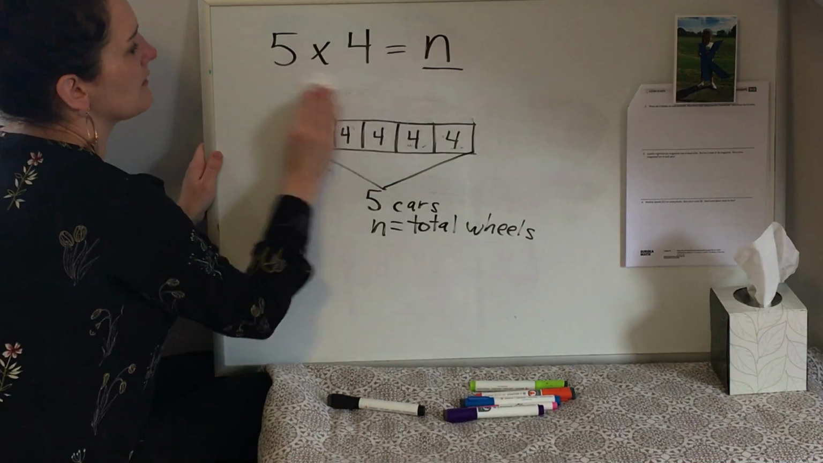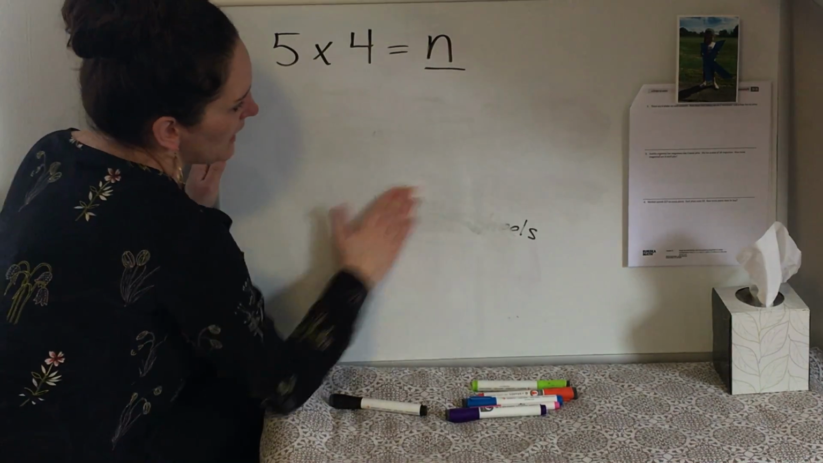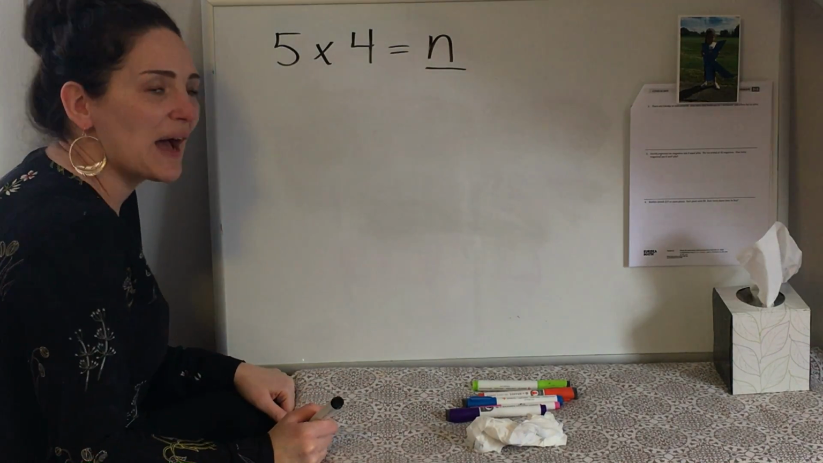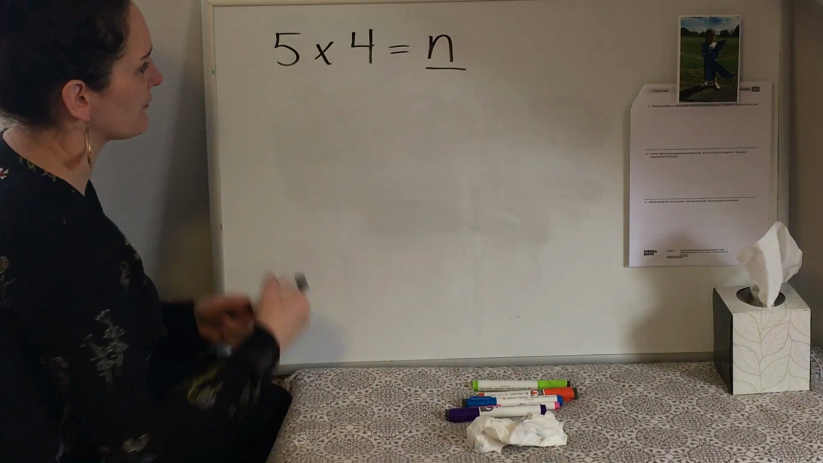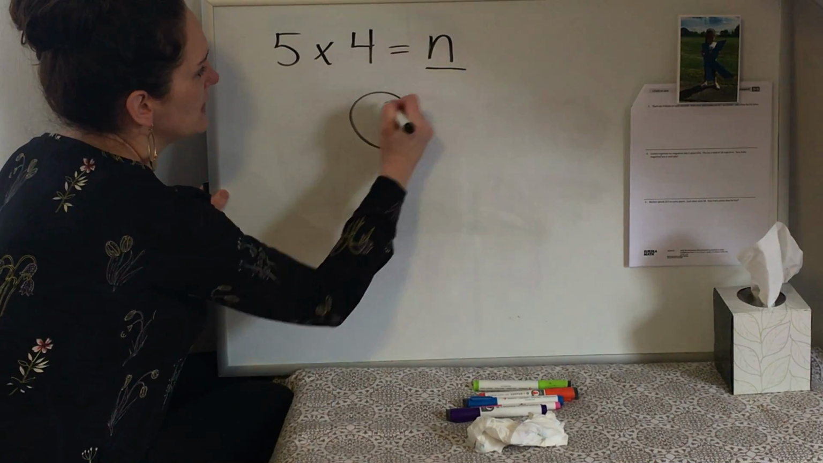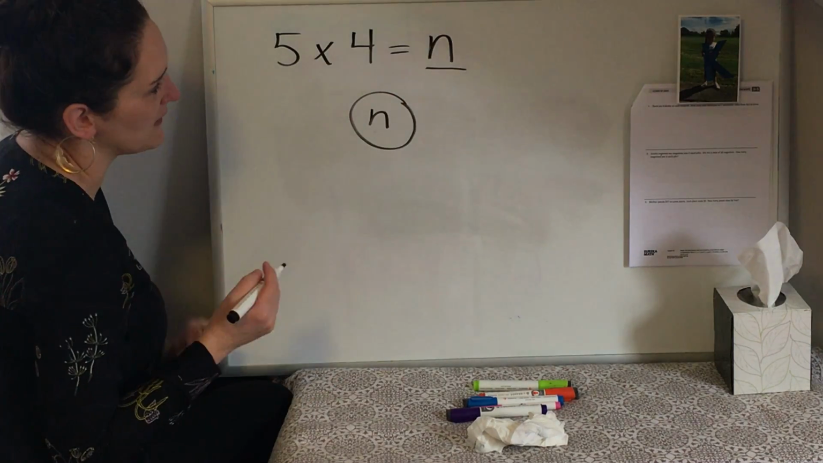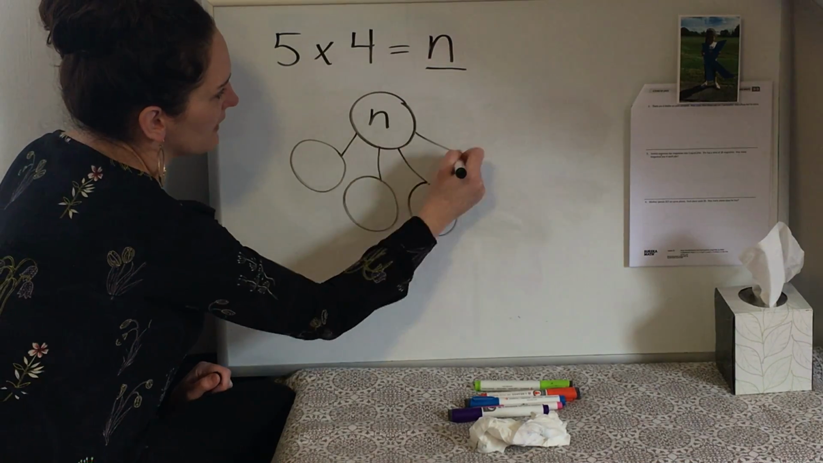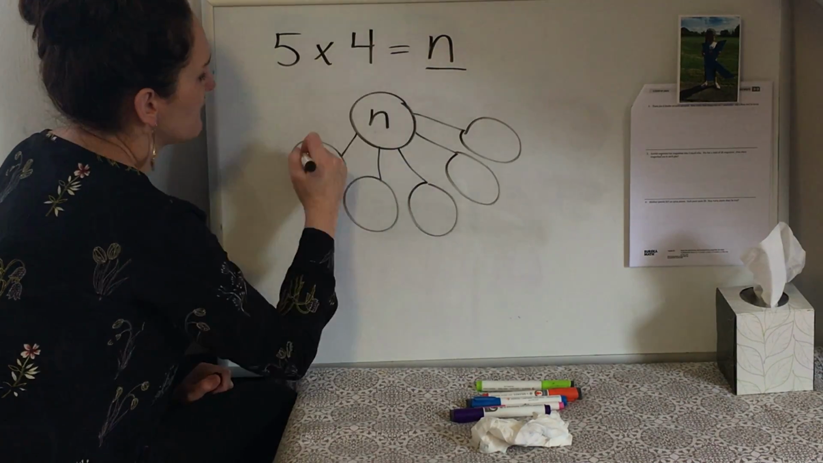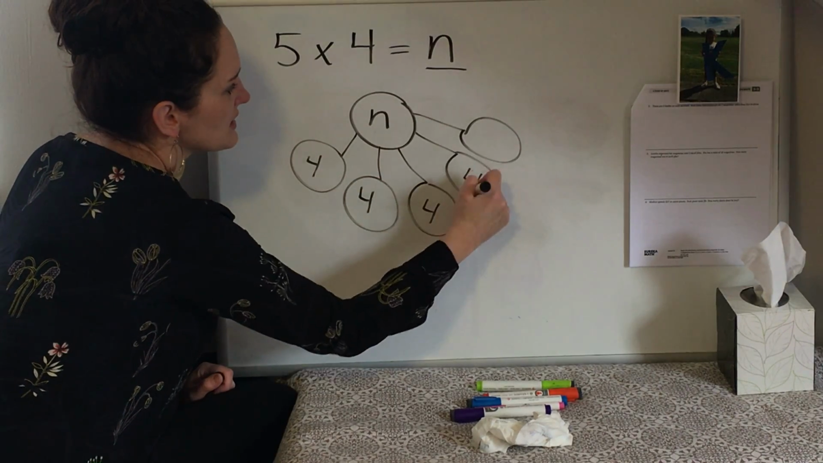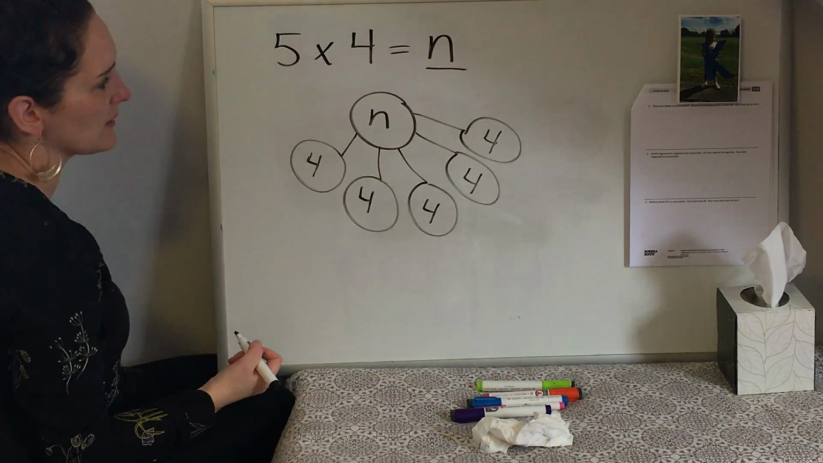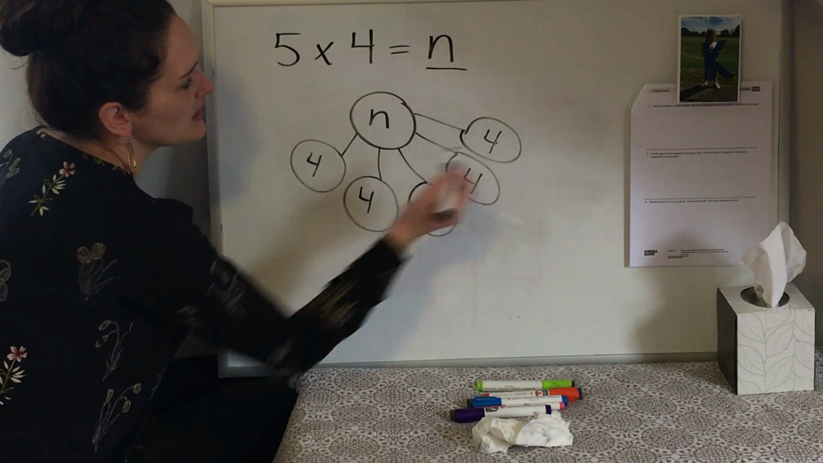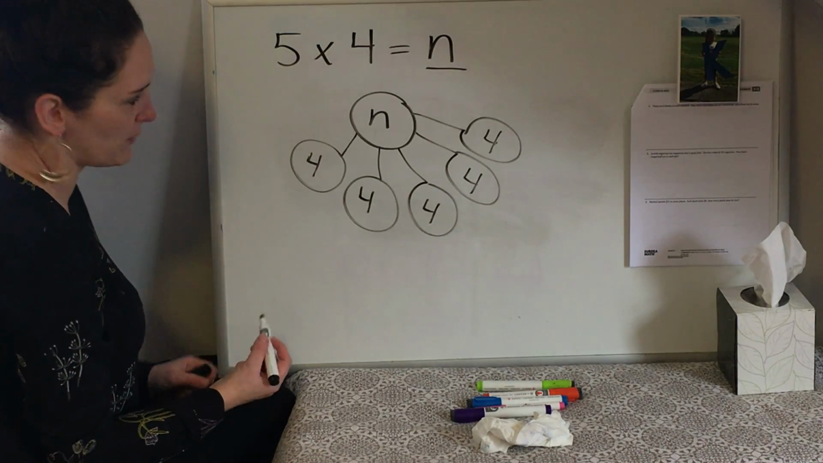A third way of solving 5 times 4 equals n is if you want to draw a number bond. Some students like the number bond method the best. It's all based on your personal preference, but basically what you do is you know that your whole is your n, or your unknown. We have to figure that out. We know that we have 5 groups, so we're going to do 5 bubbles coming off of our whole, and we know that we have 4 in each group. So just like our other examples of our drawings, we're going to skip count. 4, 8, 12, 16, 20, so 5 times 4 equals 20.